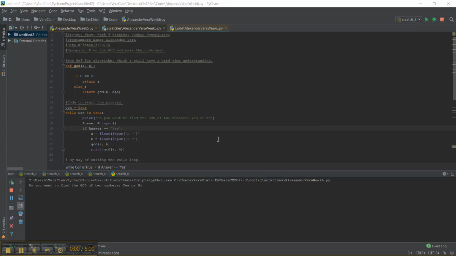Fairly easy and simple. The only part I had trouble with was this right here. This was a little bit different. Writing it this way. Another little thing was I could have put a break here, and I played with that a little bit. Instead of having con equal false, I could have put a break, and it would have done the same thing of exiting the program.